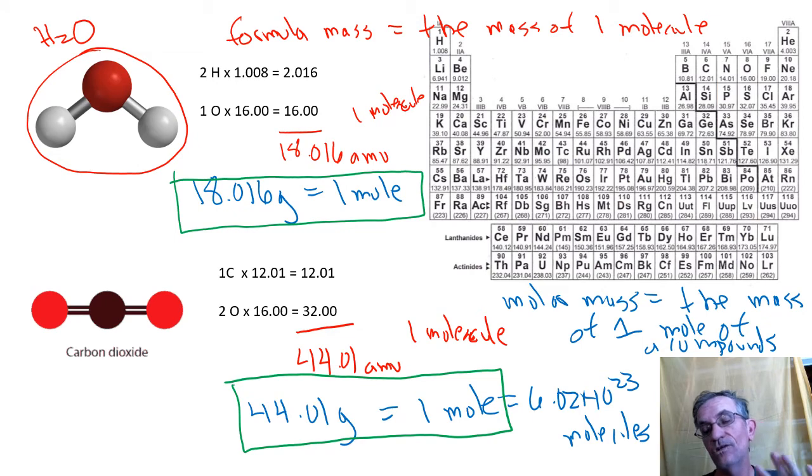So again, you can interpret the number two ways. If you're thinking in terms of AMU, that's the weight of one fella. If you're thinking in terms of grams, all of them together weigh 18 grams. All right, so with that, let's do an example.